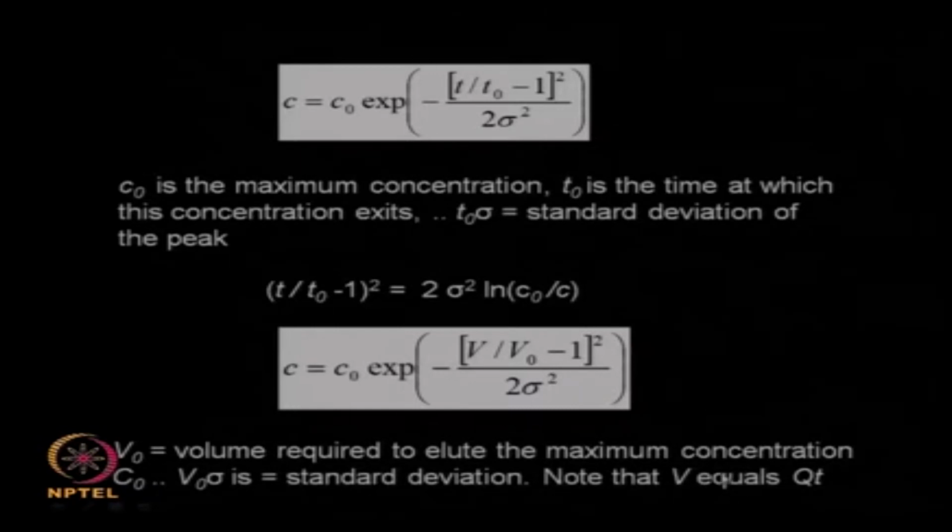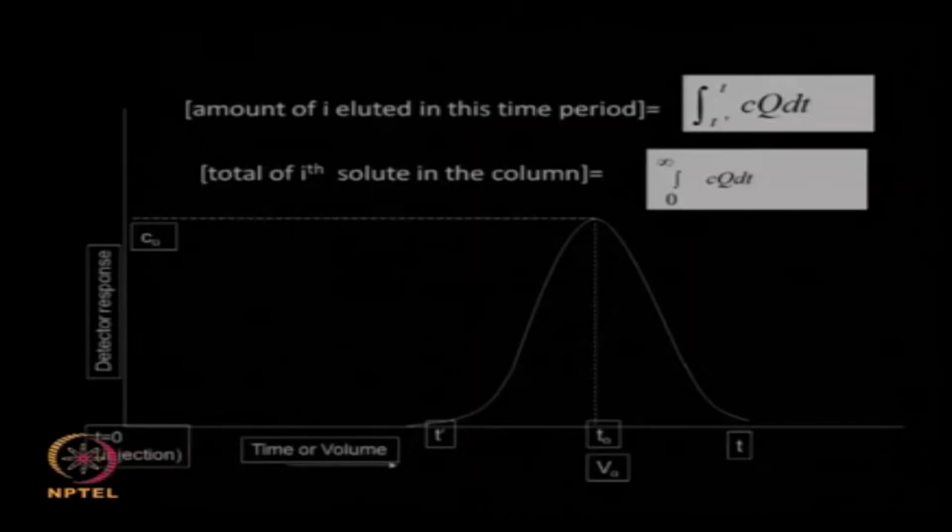So of course, note V = Q × T, where Q is nothing but your flow rate, T is your time, and V is your volume. These two equations we saw last class, and they arise because we assume the chromatogram to be a normal distribution or Gaussian distribution.